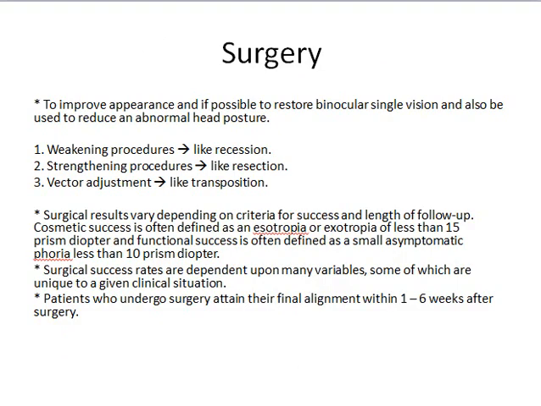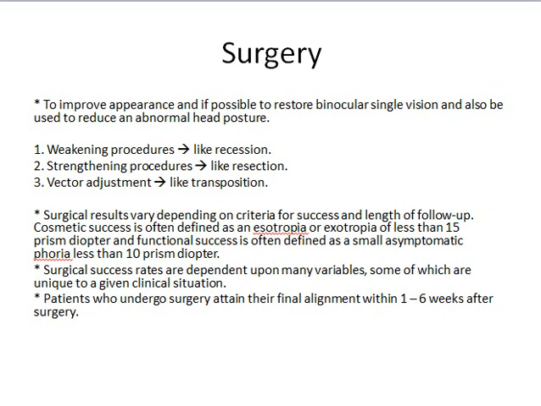Surgery is required for patients with strabismus. Its indications are to improve appearance and, if possible, to restore binocular single vision, and it can also be used to reduce an abnormal head posture. Types of surgery are either weakening procedures like recession or strengthening procedures like resection of the muscle. Vector adjustment means transposition of the muscle.